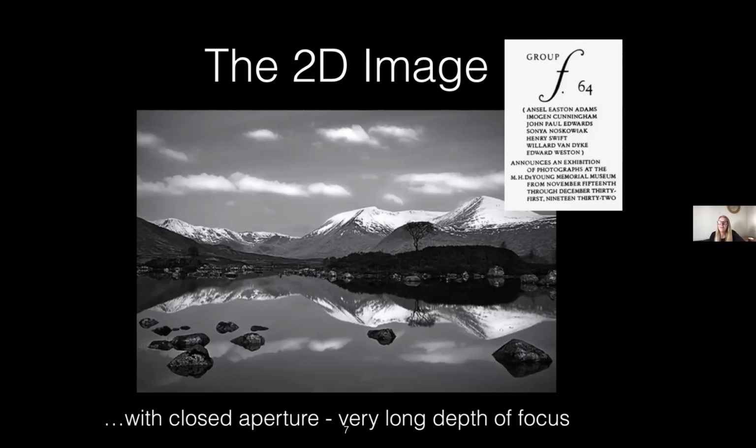So Ansel Adams and the whole team of men and women photographers wanted to take 2D images with extreme depth of focus. This is a 3D scene that we're looking at, but everything is in focus because they've closed down the aperture to get this extreme focus depth. So that's one way of imaging a three-dimensional world.